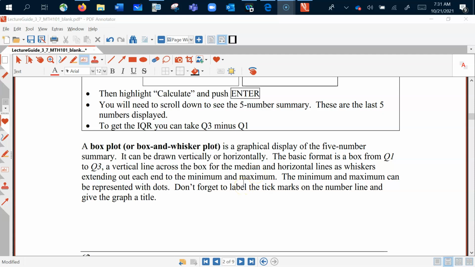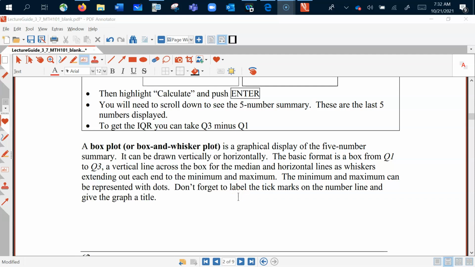The graph has different parts. The box part of the box and whisker plot is simply a box where the left edge is at Q1 and the far right edge is at Q3. There's going to be a vertical line somewhere inside that box that represents Q2. So we'll display Q1, the median, and Q3 as a box where the left edge is Q1, the middle is the median, and Q3 is the right edge of that box. We'll have this on a number line so you can actually see where these values fall.